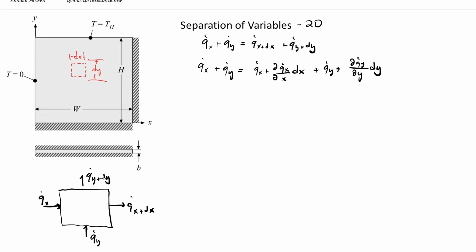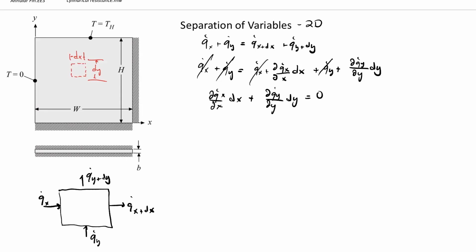Right, this cancels out. Okay, and then we're left with partial q dot x times dx plus partial q dot y times dy equals 0. Okay. So now we need rate equations as we had before. We have to have rate equations for both of the q dots. So we have to apply Fourier's law for both the x direction and for the y direction.